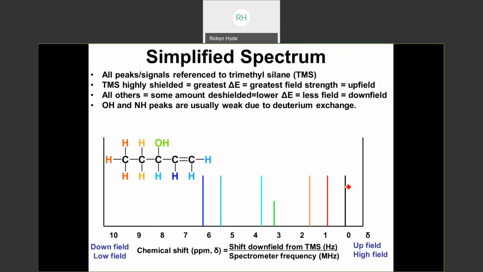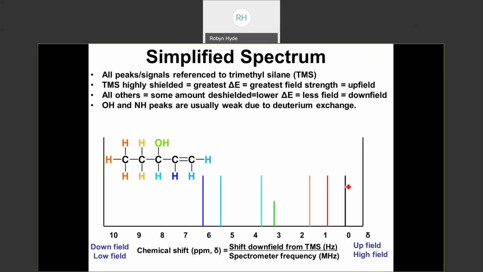That peak at 0 is for TMS, tetramethylsilane. Tetramethylsilane has the most protected protons in any known chemical, and so we use it as a standard in our instrument. In our samples, we always have 1 drop of TMS. On the bottle, you'll see CDCl3 with TMS. So that is set by our instrument at 0.